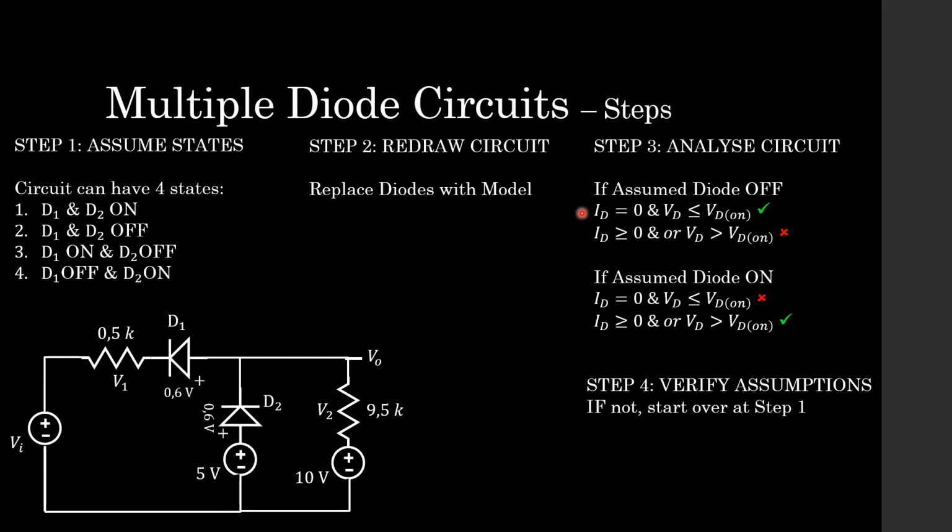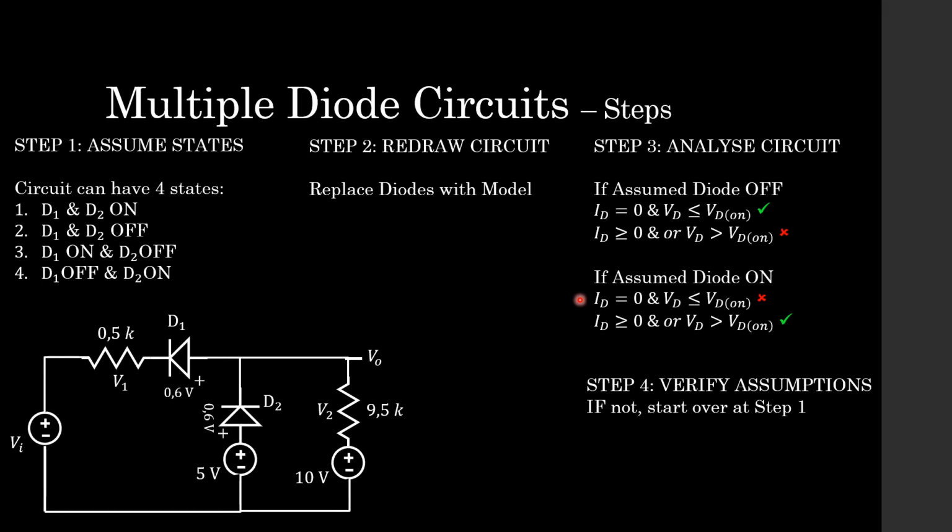If you perform your circuit analysis and you assume that your diode is off, and you find out that the current going through your diode is greater than or equal to 0, and or the voltage across your diode is greater than the diode on voltage, then you know that the assumption that you made is incorrect. Students, if you're not with me at this point, don't worry. We're going to do an example to take you through this, and I think it will make things a lot clearer.